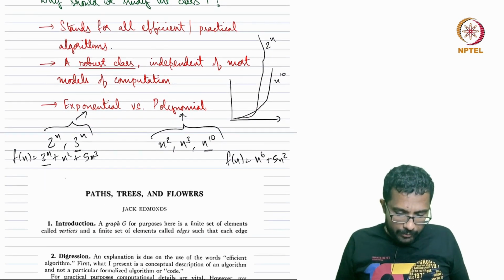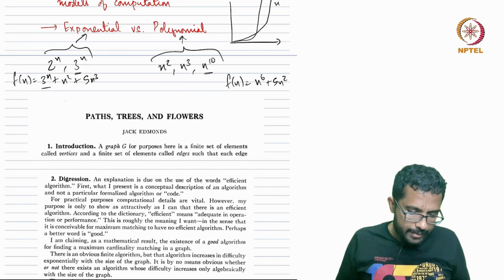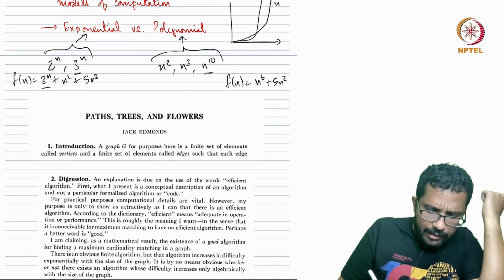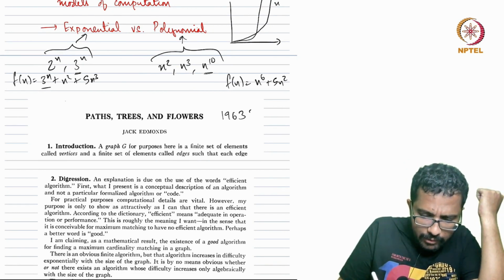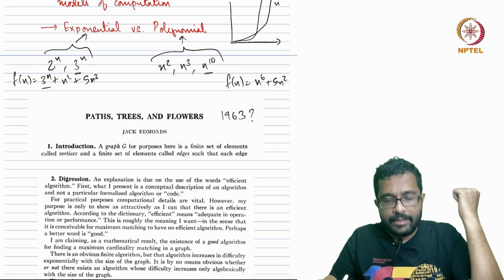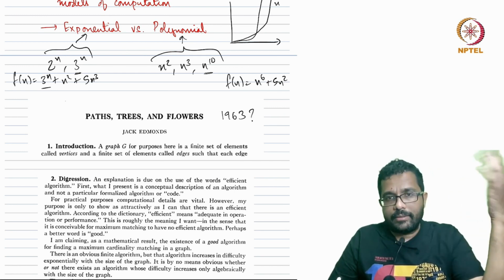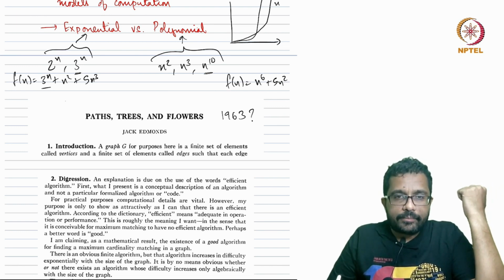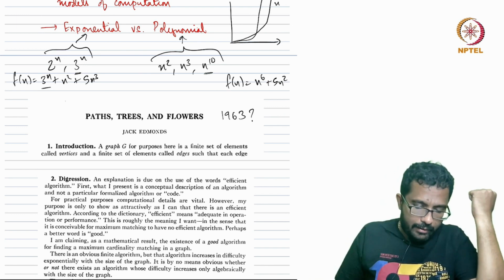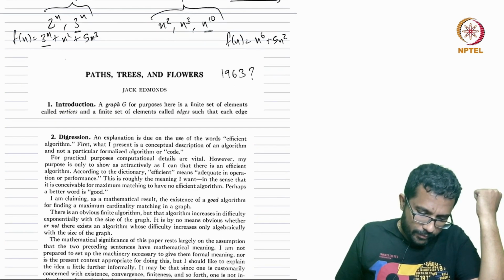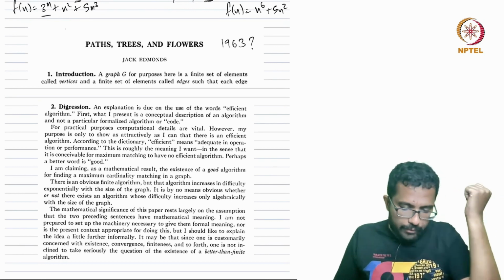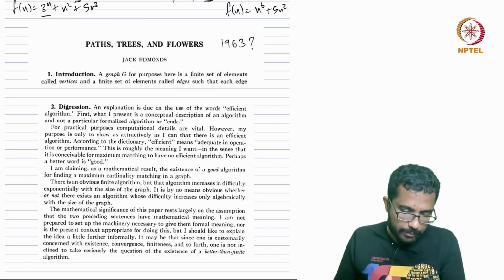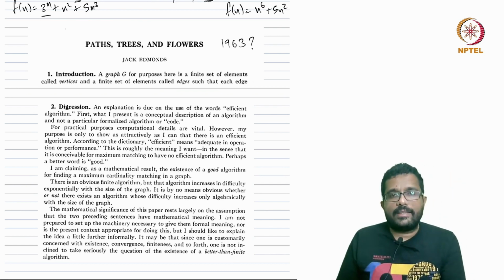Okay. So just a small bit of history. There was this paper that came out in the 60s, I think 1963, called Paths, Trees and Flowers. This is a paper by Jack Edmonds, who is a computer scientist or mathematician, right? I've pasted a page, or some aspects, from his paper. So this is the title of the paper, Paths, Trees and Flowers.